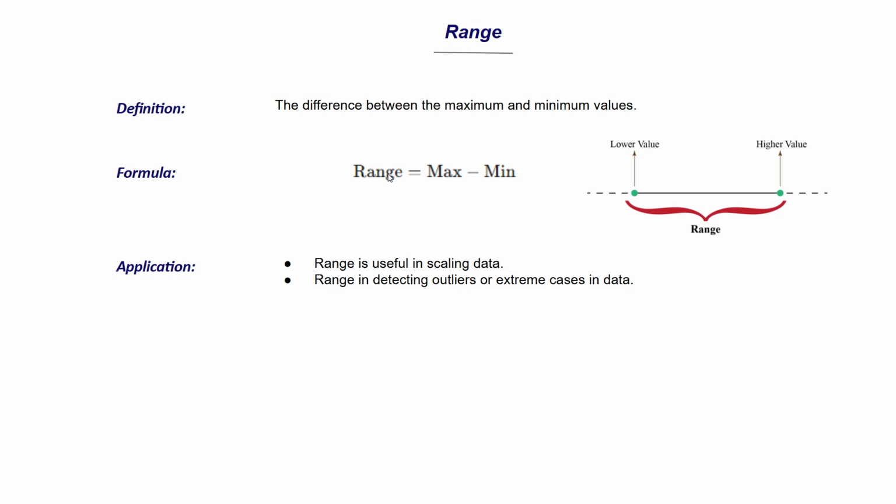And what are the applications of this range? Range is useful in scaling data. In machine learning and deep learning, we do a process called normalization, where we want all the values to be in the same range. So we would scale it in such a way that all the values are between 0 and 1.